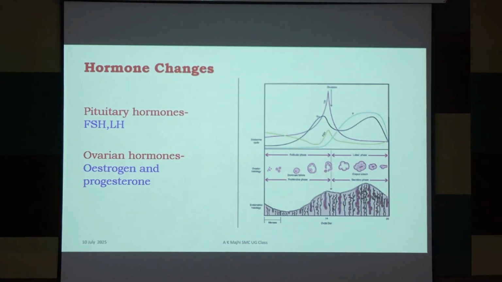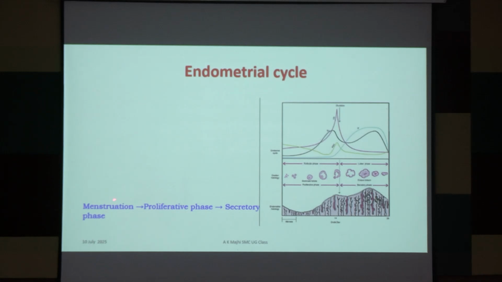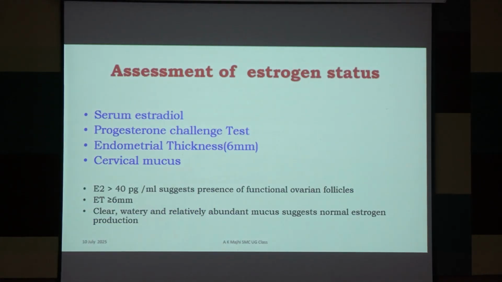Now, hormonal changes: pituitary and ovarian hormones, estrogen, progesterone, and the ovarian cycle. You see the follicular phase, ovulation, and luteal phase. Endometrial cycle, that is menstruation, then proliferative and secretory. So you do this.